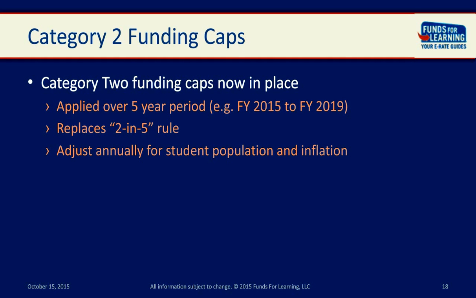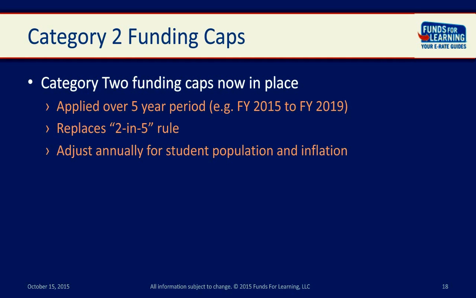It's important for planning purposes to know about how much money you can expect to receive in support for these types of products and services so that you can plan accordingly. So we have a funding cap in place. It goes over a 5-year period, and it's just a cumulative running total. So every time you submit a funding application for Category 2 services, it adds to the running total, and eventually that running total hits a certain threshold, and after that there will be no more discounts available.